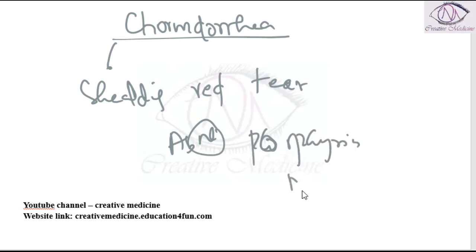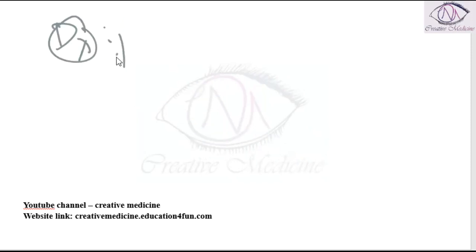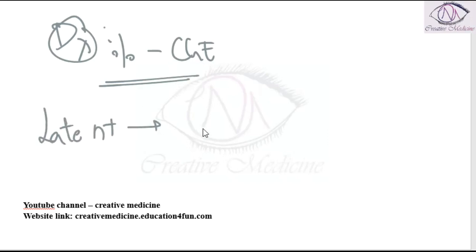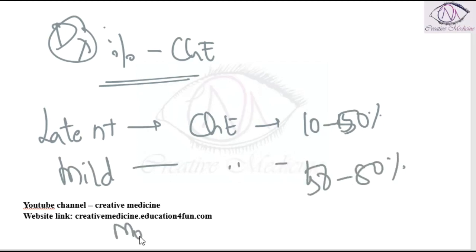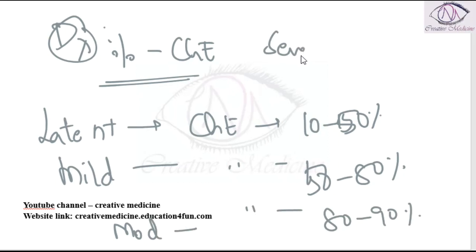gland. Diagnosis. The severity of poisoning depends upon the percentage of cholinesterase. Latent poisoning is seen if the cholinesterase level is 10 to 50%. In mild poisoning, the cholinesterase level is 50 to 80%. In moderate poisoning, the cholinesterase level is 80 to 90%. In severe poisoning, the cholinesterase level is more than 90%. So, in organophosphorus poisoning, for diagnosis, knowing the cholinesterase levels is very important.